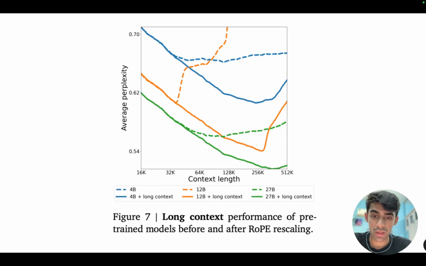I think it's fine. Now this is the long context performance of the pre-trained model before and after rope scaling. This is the average perplexity for 4 billion plus long context. See, guys, the perplexity is constantly decreasing as you go to longer context lengths. The same thing is happening for 27 billion plus context length. That is good. From 0.62 we have reached about 0.5, I would say, for 256K and 400K. But for the 12 billion, obviously you will see a slight increase here, right?